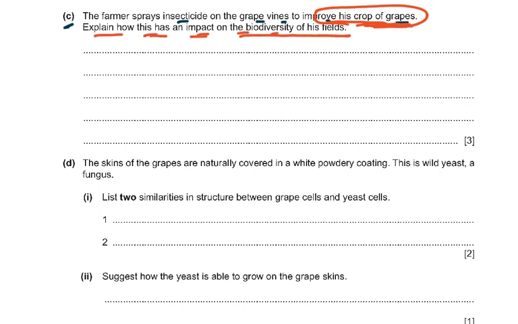Explain how this has an impact on the biodiversity. So, we're going to talk about the biodiversity, not about the crop yield. So, you've got to be really answering in the correct manner. You've got to be very careful what you write. So, insects will be killed. Fine. 1 mark. Disrupts food chain.